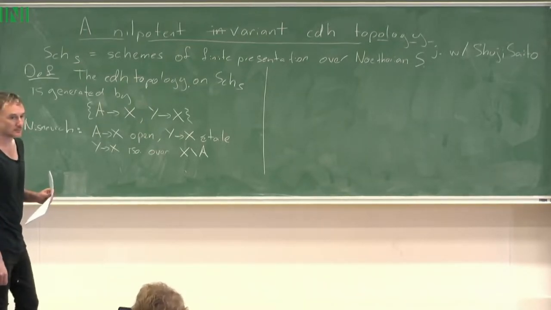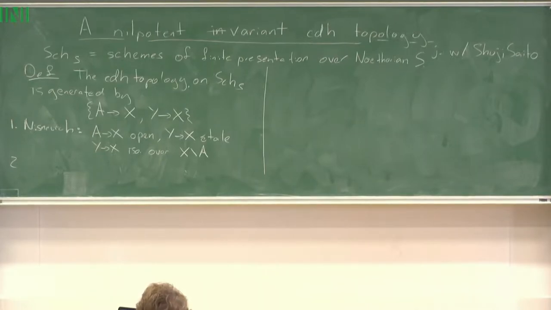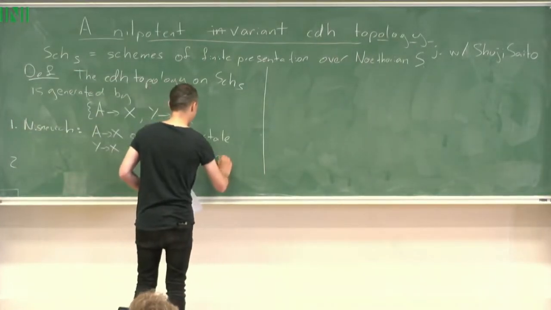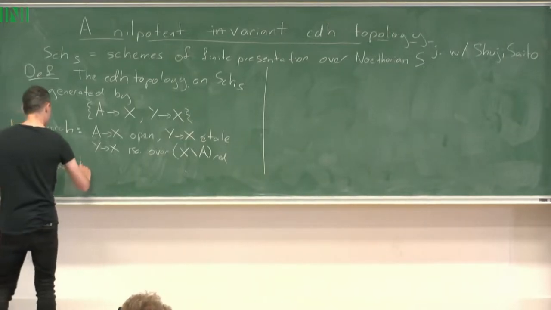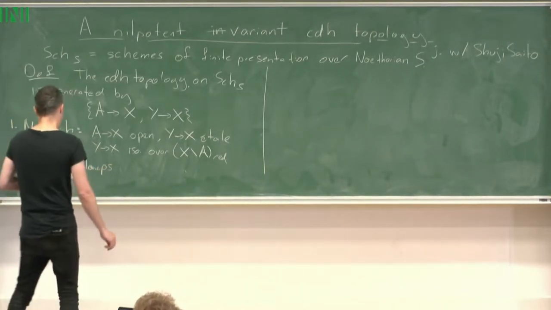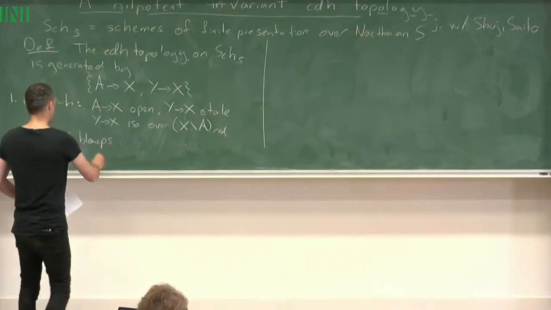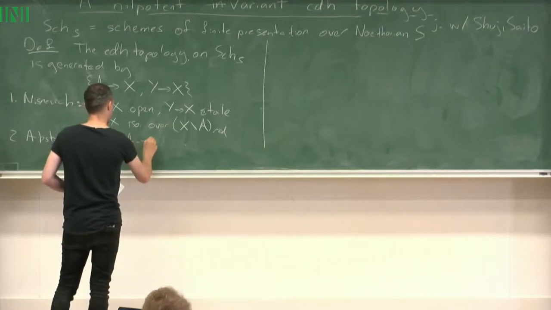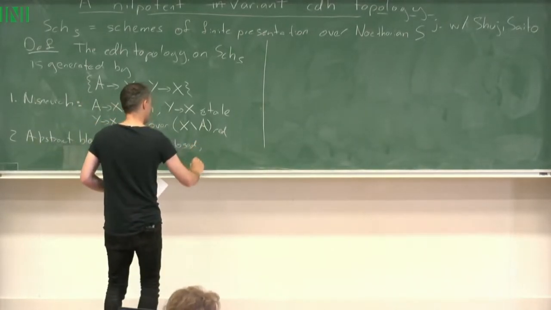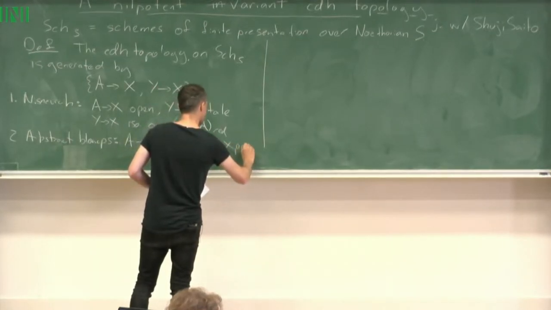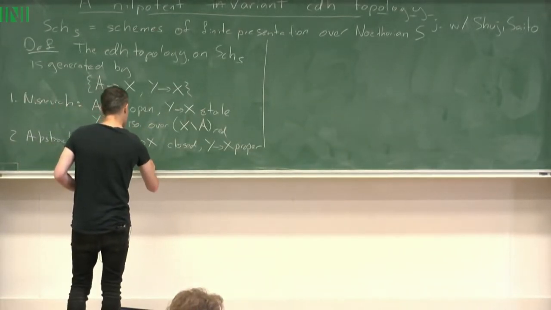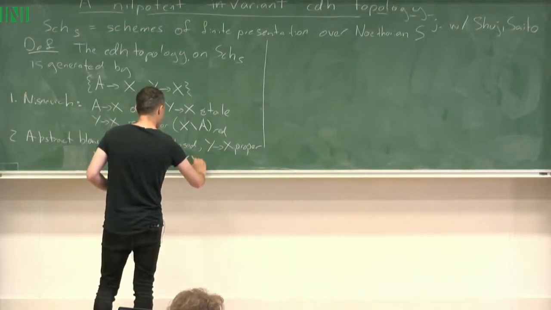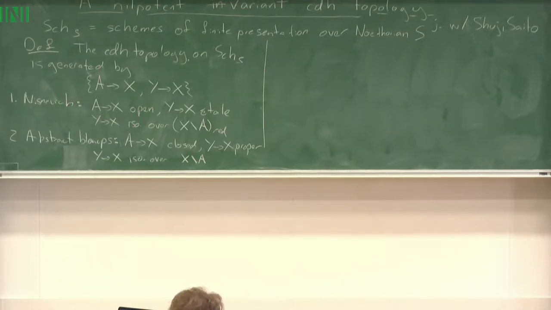I think you can take any structure; I'm happy to take reduced. And the second one is the abstract blowups, which are a proper version of this. So here we have A to X closed, Y to X proper, and the same condition: Y to X is an isomorphism over the complement, not with the reduced structure.